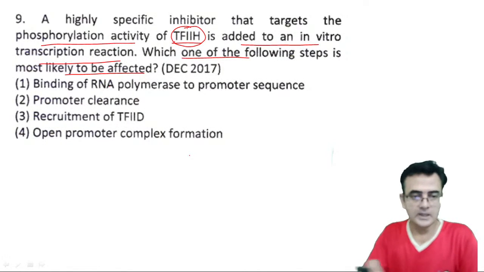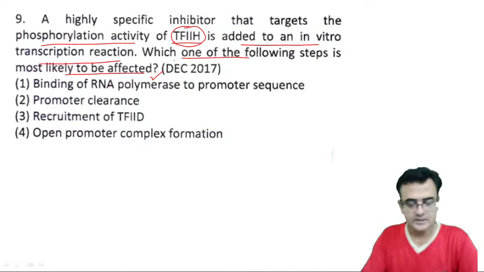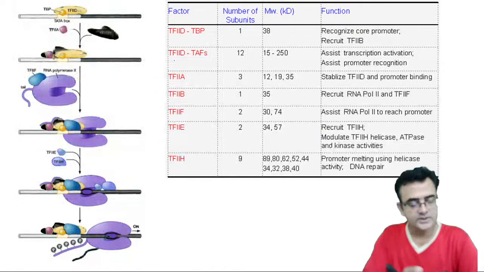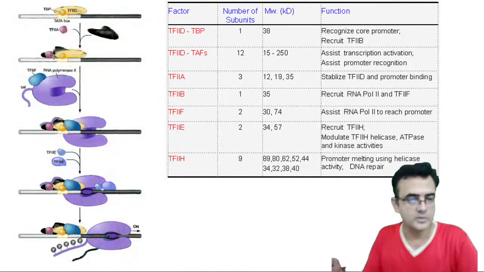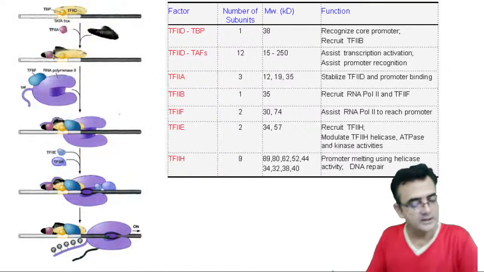We have some figures to explain this, but here we can search out the answer. So what is the problem? Which one of the following steps is most likely to be affected? Getting the answer is not a big deal, but we have to see this, then we can get good concepts on how to solve this question and related questions. Other questions are also there with this figure and table.